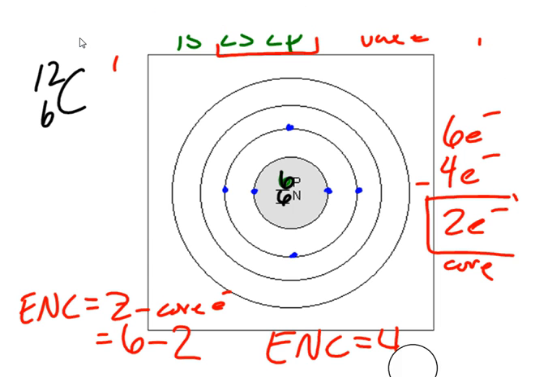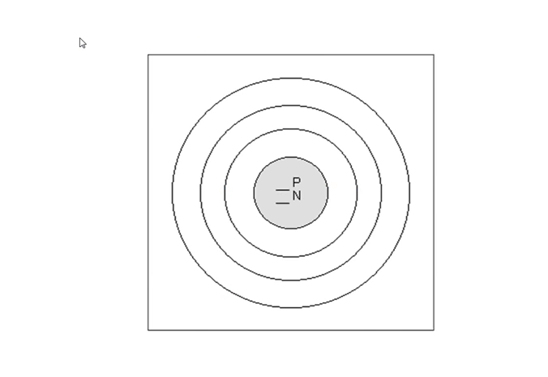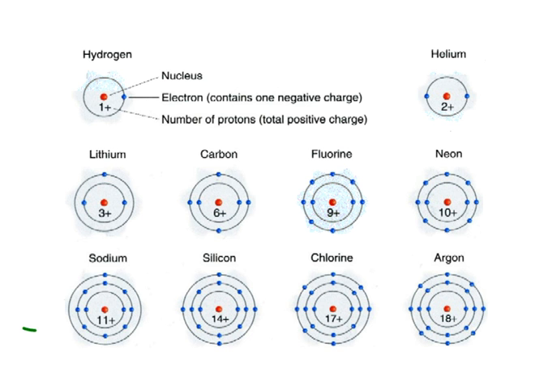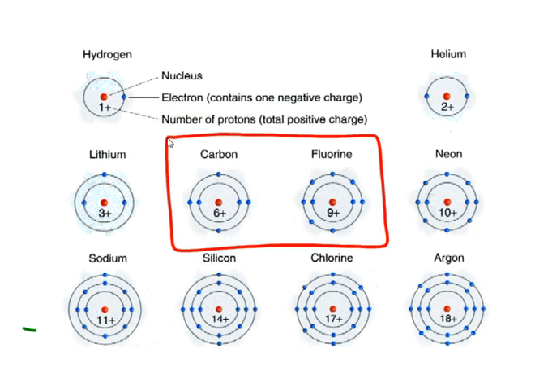Okay, so now that we know how to do the effective nuclear charge, let's actually see what we can do with it, or how it's going to affect the periodic trends, such as ionization energy or atomic radius. Okay. Now, when it comes to ionization energy, I'm going to go ahead and pick, since we already did carbon, I'm going to pick on these 2 right here. Okay. Carbon and fluorine.